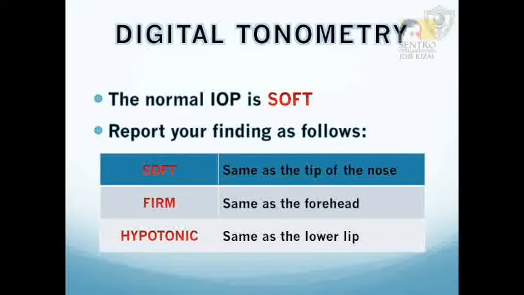The normal IOP is soft. Report your findings as soft if the consistency is estimated to be similar to the tip of your nose, firm if it is as hard as your forehead, or hypotonic if it is as soft as your lower lip.